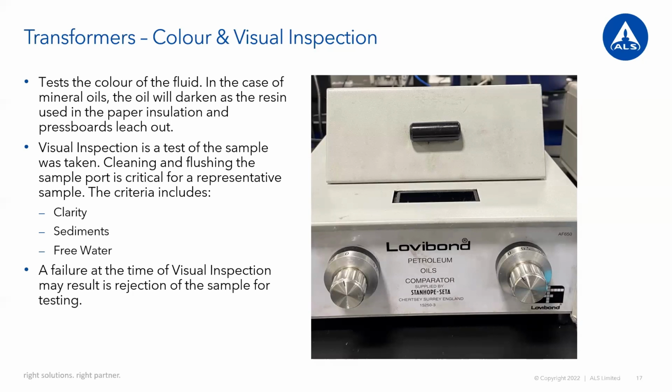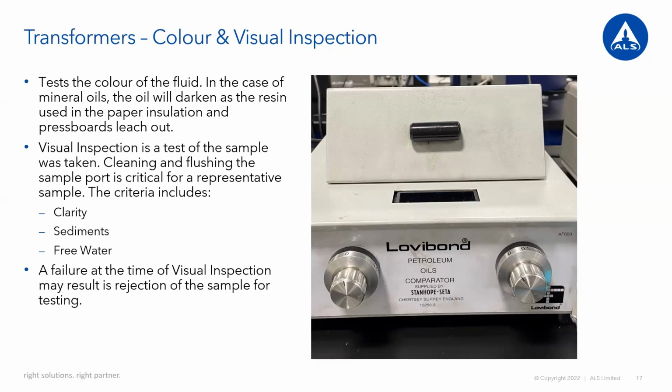Now, the visual inspection is the most important one that we do in terms of whether we should test this or not. It detects whether the sample has been taken properly. So the idea being, when you go and take the sample, you take out the plug from the port, you clean that out because most transformers are outside. It's going to get dirt and grime, and then you flush. You flush through usually 2-3 liters before you even take your sample. And once you take your sample, you check for clarity, sediments, and free water.